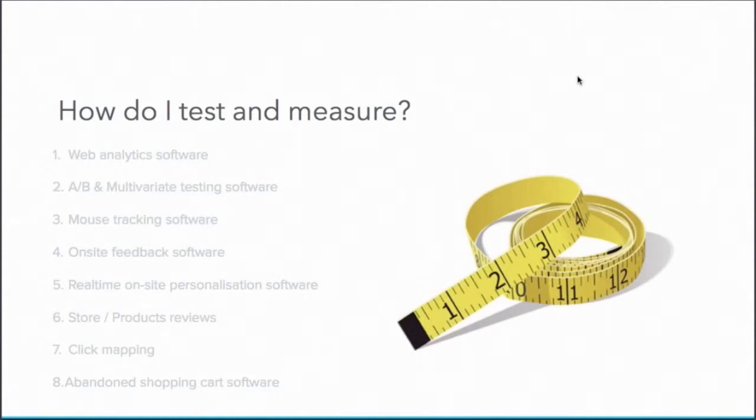Then there is A/B and multivariate testing software. The most popular software in this field is Optimizely. So I'm sure that Sarah will tell you a lot more about this in a minute. But for now, it's important to know that A/B testing, also called split testing, allows you to test two completely different versions of a web page and see which one performs best. That means that the system will randomly show version A and B of the page to your visitors, while you can see which one converts best.